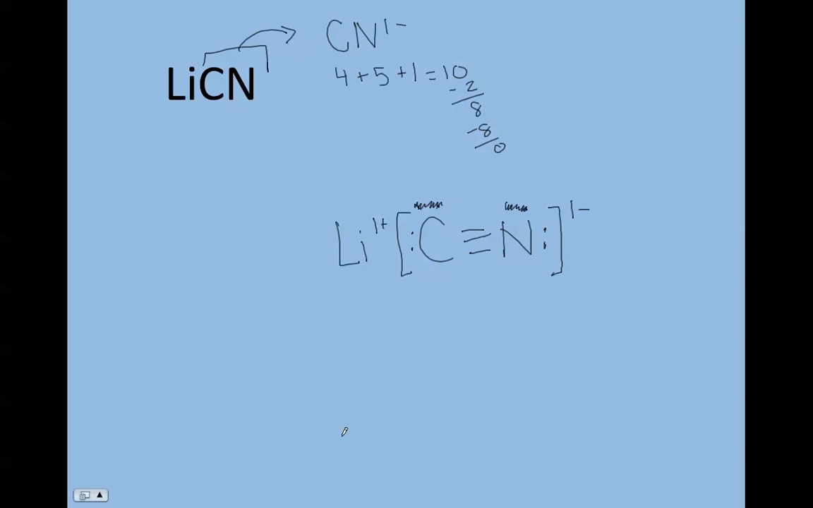Alright, so that's a little bit about resonance structures and compounds containing polyatomic ions. So go ahead and write your summary or complete the Edmodo quiz, and we'll go over this more in depth tomorrow during class.